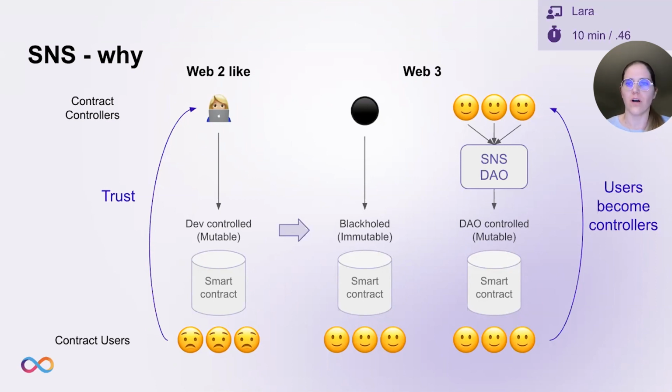And the other option are DAOs. In a DAO, the control of the DApp is handed over to a whole community, and everyone can really become part of this community and contribute to deciding how the DApp will evolve. So in this setting, the users really become owners and controllers of the DApp. And that means they don't have to trust one central party anymore, but at the same time, it's still possible to evolve the smart contract. So this is really the main motivation why we want to have SNSs.